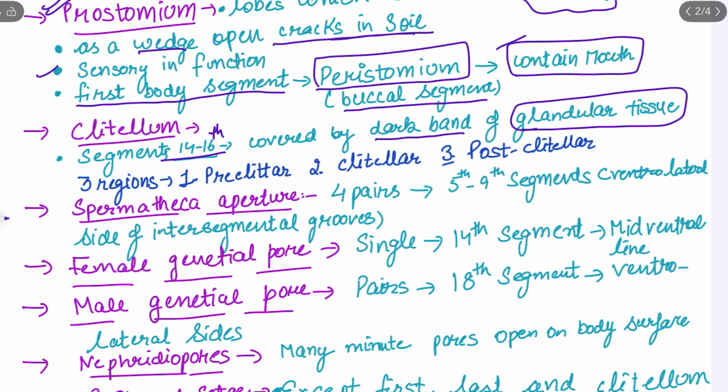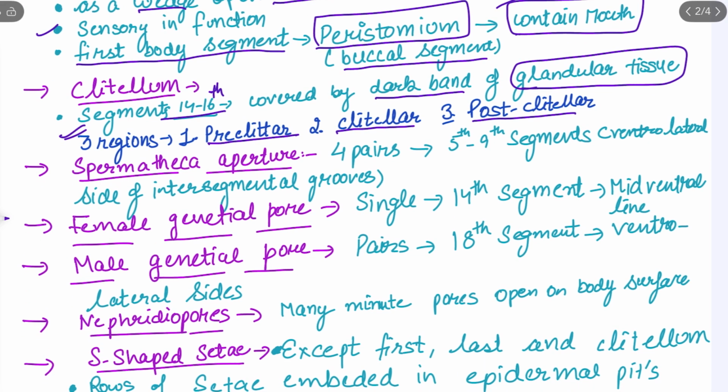Okay, the body is further divided into three regions. First is preclitellar, second is clitellar, and third is postclitellar. Okay, they are divided into three regions.